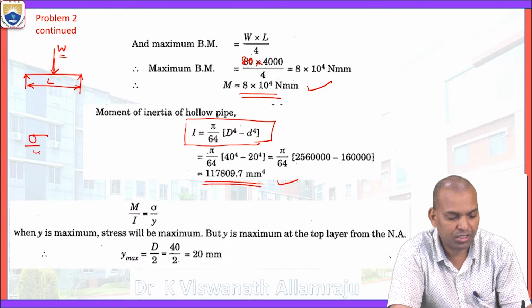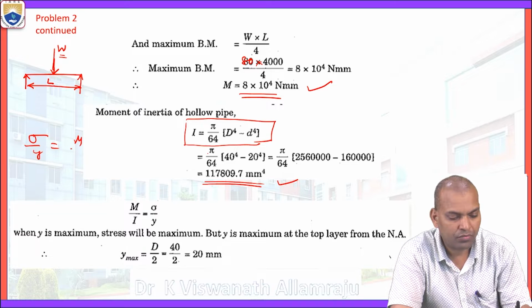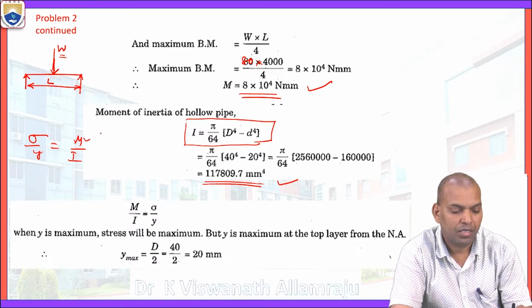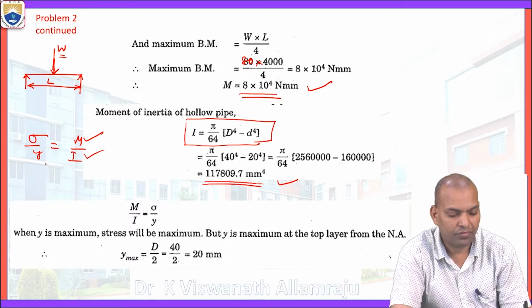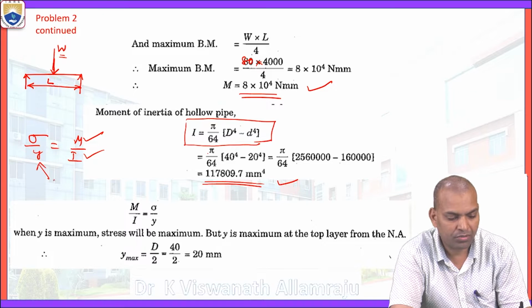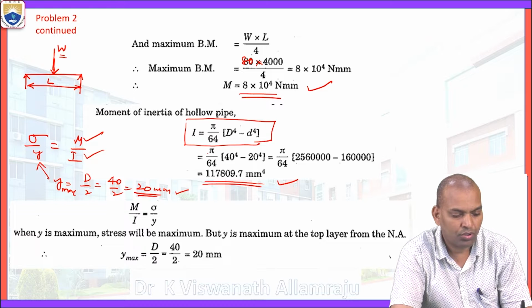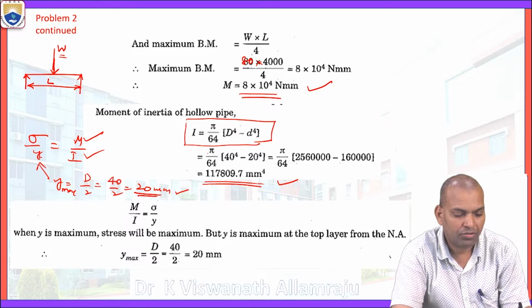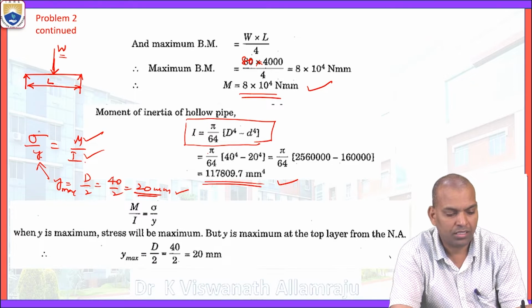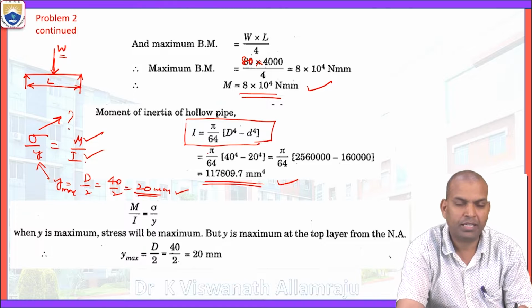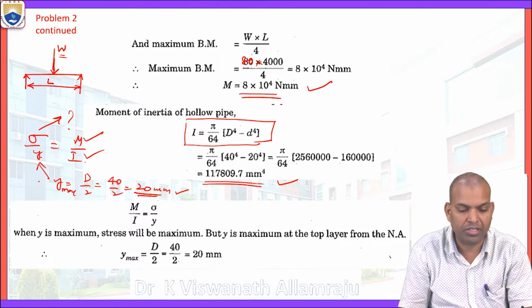M we know, I we know. Our equation is sigma by y equal to M by I. M is calculated. What is the y? Y maximum, that is y maximum equal to capital D by 2, that is 40 by 2, that is 20 millimeters. So y we know, M and I are calculated. Then the sigma maximum can be calculated by substituting in this equation.